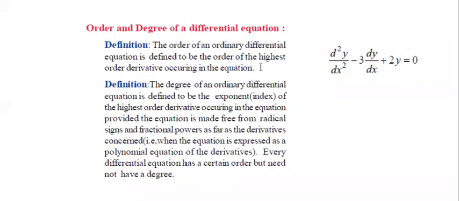What is the order of the differential equation? The order of an ordinary differential equation is defined to be the order of the highest derivative, the order of the highest order derivative occurring in the equation. So see the example, here in one equation, how many times has differentiation been done? 2 times. That means d square y by dx square, derivative done 2 times. So the order is 2.